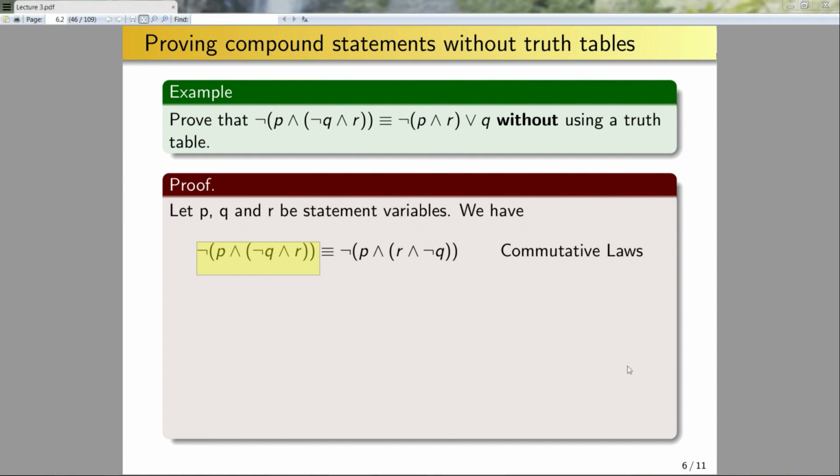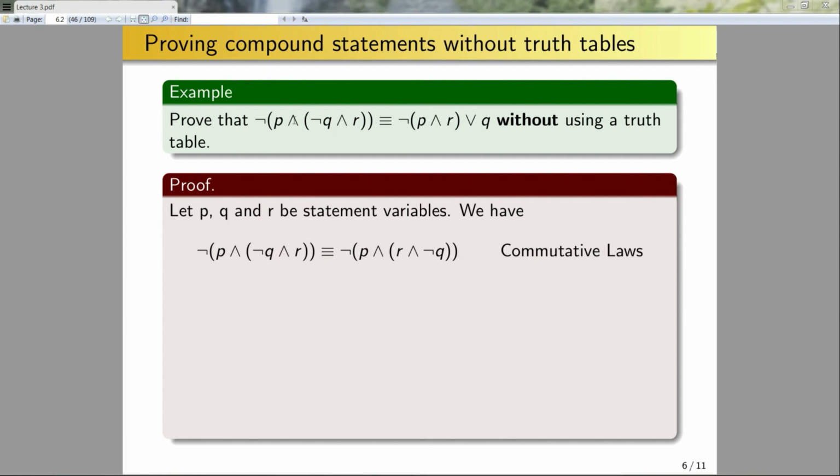So why would I possibly want to do this? Well, on the left-hand side, I have P, Q, R, but on the right-hand side, I have P, R, Q. So at some point, I'm going to want to swap the order of the R and the Q. So I can do that right now just by commuting not P with R. Okay, what can I do next?